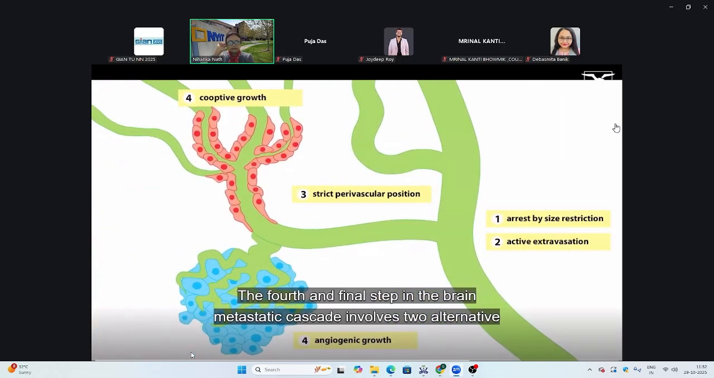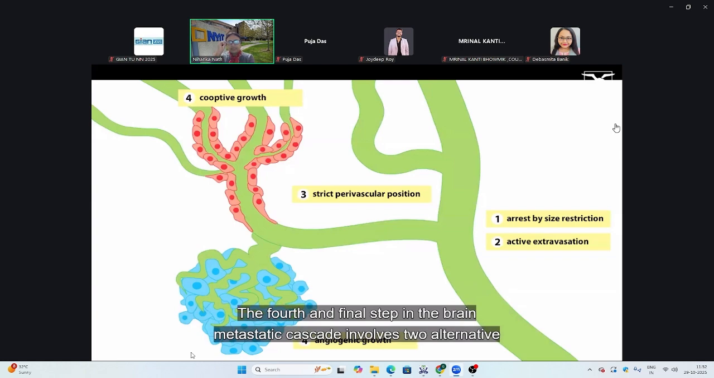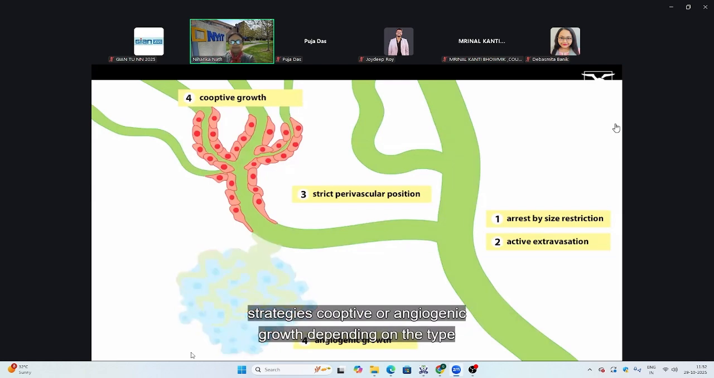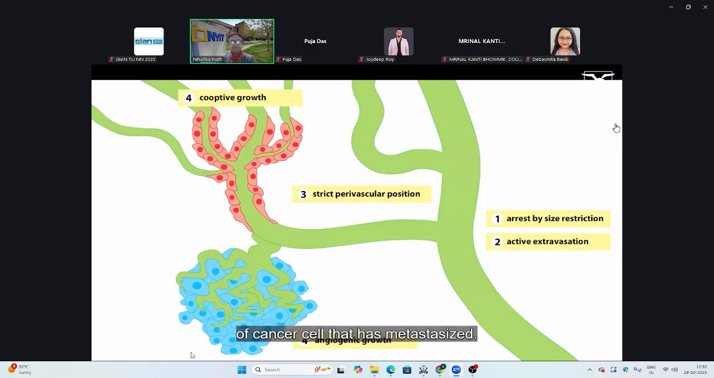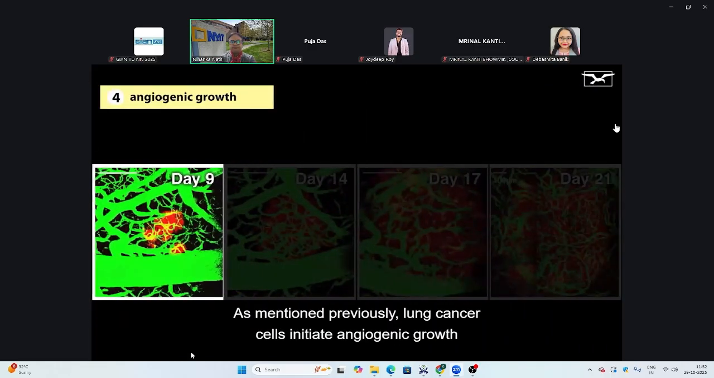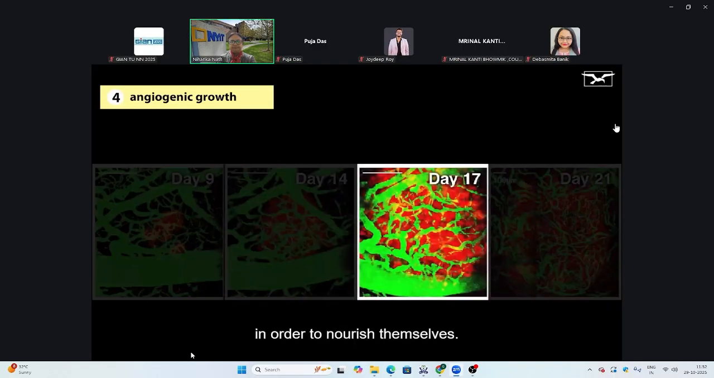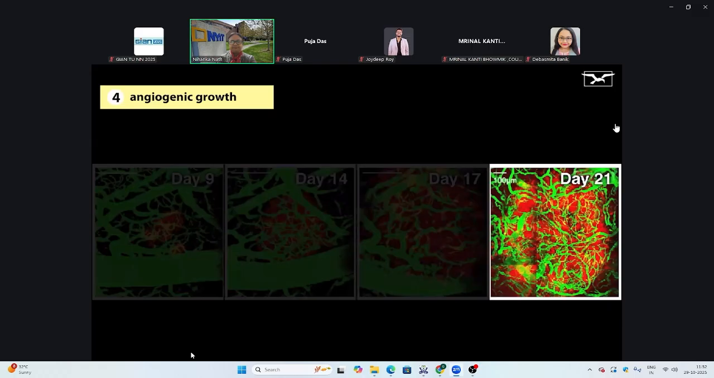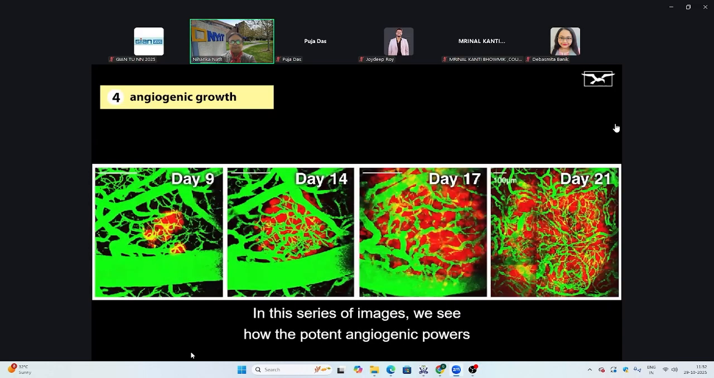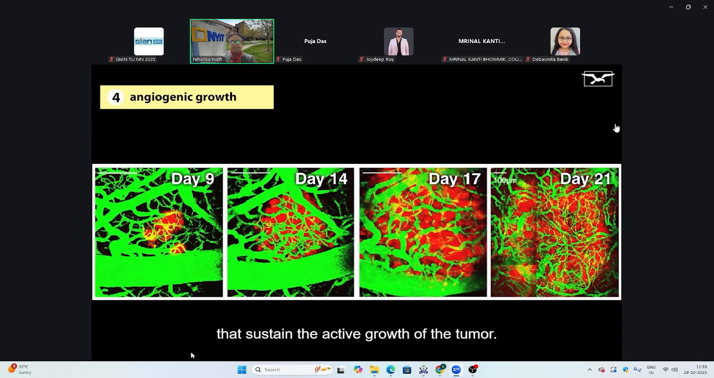The fourth and final step in the brain metastatic cascade involves two alternative strategies: cooptive growth or angiogenic growth, depending on the type of cancer cell that has metastasized. As mentioned previously, lung cancer cells initiate angiogenic growth in order to nourish themselves. In this series of images, we see how the potent angiogenic powers of lung carcinoma cells are able to provoke the florid outgrowth of microvessels that sustain the active growth of the tumor.